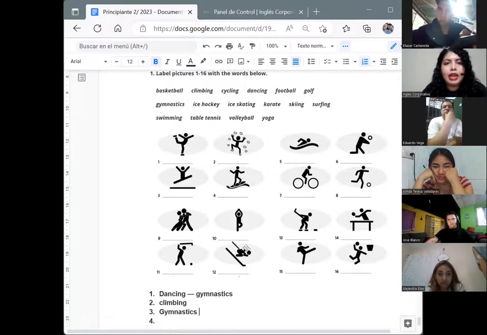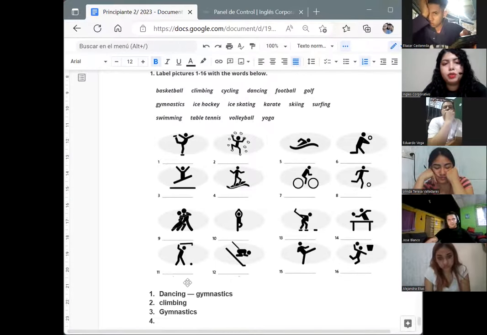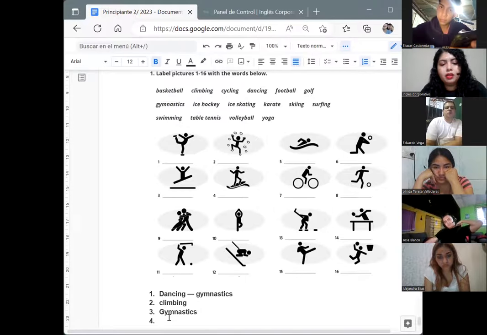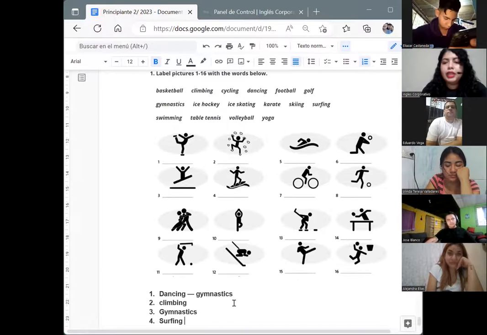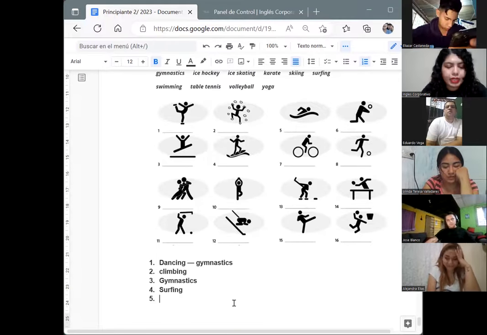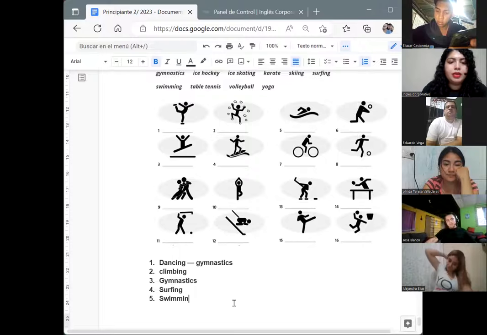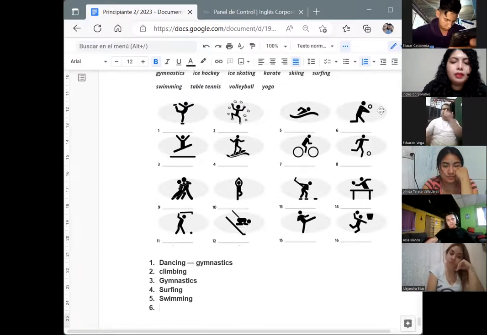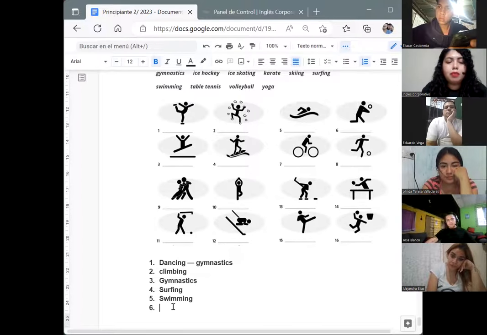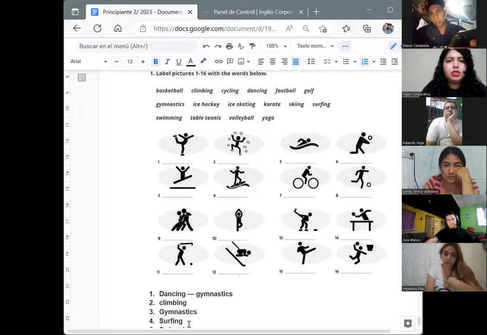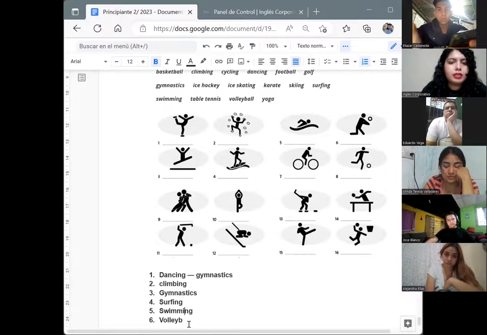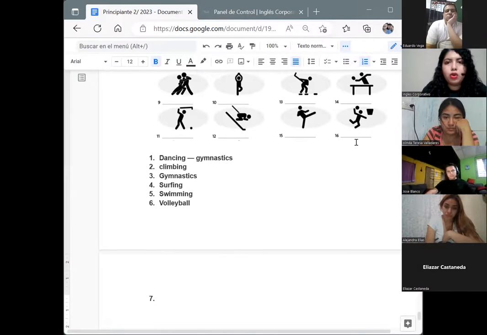Ok, vamos a ver. Ahora, el que está a la par es el número 4. What is he doing? ¿Qué está haciendo esa persona? Surfing. Muy bien, ahora sí. Número 5 aquí arriba. ¿Qué hace el número 5? Ya lo habían dicho en el número 3. Swimming. Very good. Número 6 a la par. What is he doing? Es volleyball. Volleyball. But I need to move to here. But you're not going to have the names. Vamos a tener los nombres. Next, number 7. Oh, that's not good.